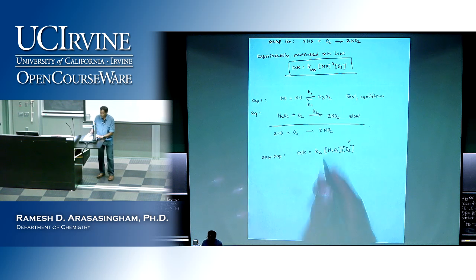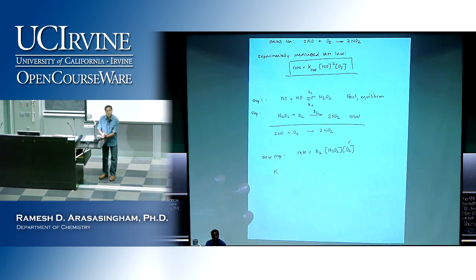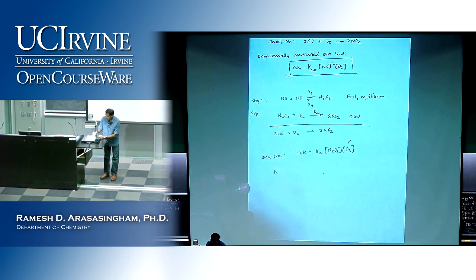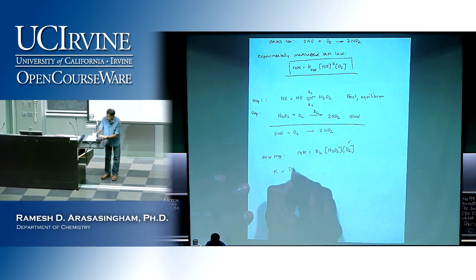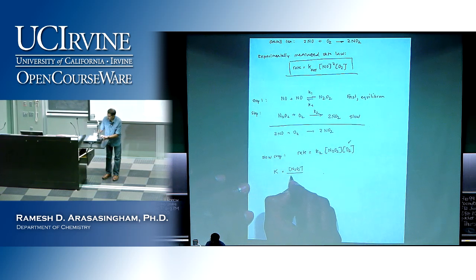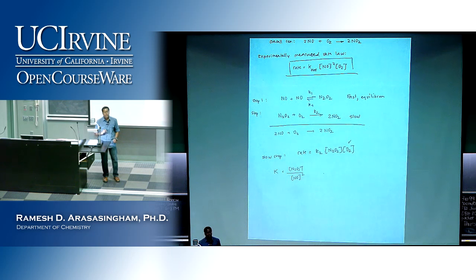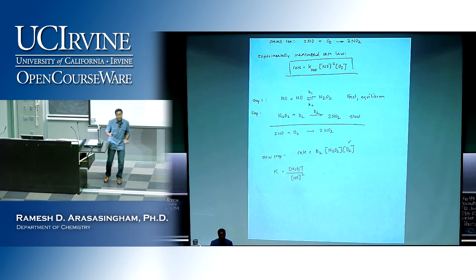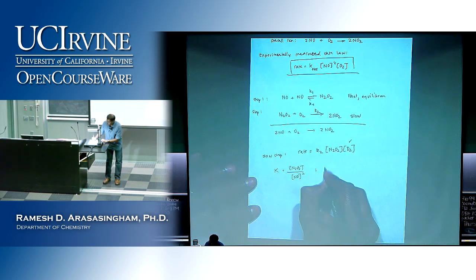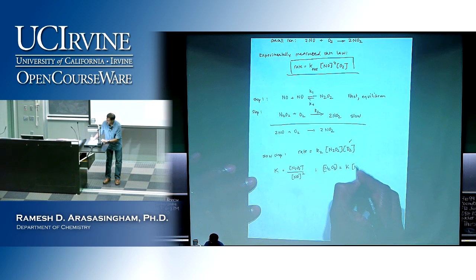But that one, if I go to the first step, remember that is an equilibrium, and I know K equals N2O2 over NO squared. Can you see that? Because this is an equilibrium, this is the law of mass action that tells me the equilibrium constant. Okay? Now, if I rearrange this, can you see now I have a term for this intermediate, which is K times NO squared. All right?